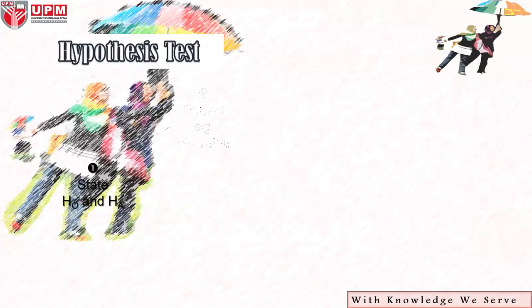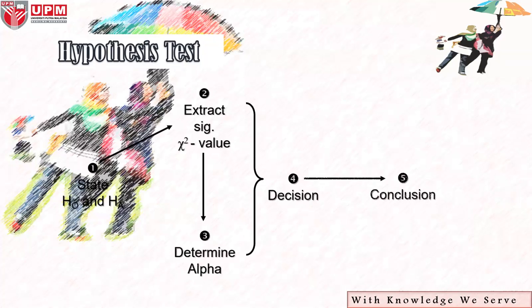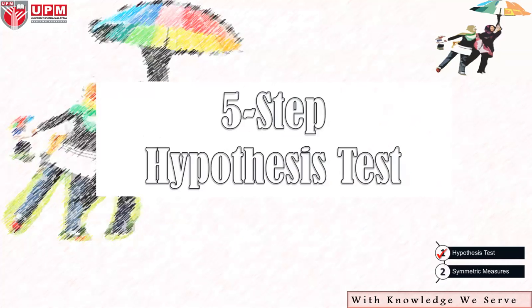Okay, so saya skip this part. For the hypothesis test, kita ada 5 step sama macam yang sebelum ni. Saya boleh laju sikit kat ni.